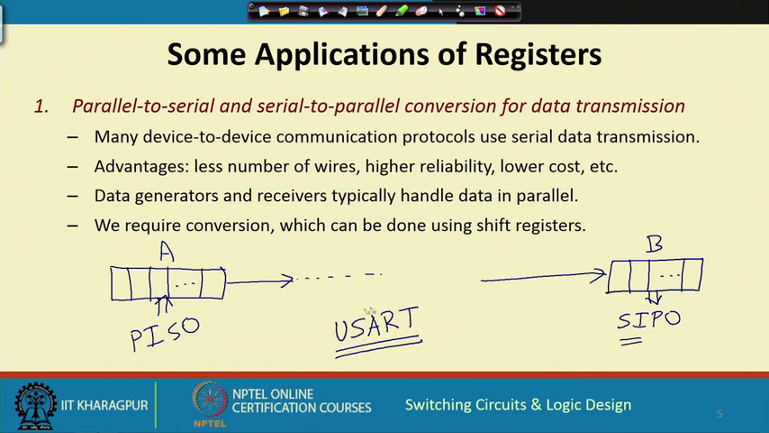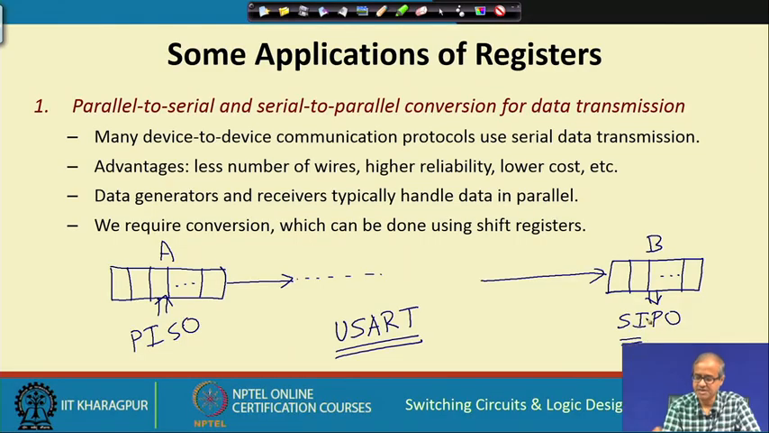Now, inside this USART, this kind of PISO and SIPO registers are there. For transmission, you need the PISO mode, for receiving, you need the SIPO mode. This is how data transmission and receiving takes place during data communication serially. So, this is one of the very important applications of registers, specifically shift registers. Okay?